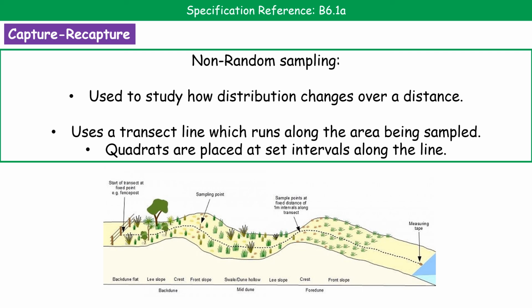If that's what we're looking at, we need to use non-random sampling, because we're actually studying how it changes based on a certain factor. So this one uses the transect line, and that means we're going to run our tape measure away from whatever it is we're sampling, and then you place your quadrat at fixed intervals along the line, counting what is present in each one. From that, we can then obviously look at the distribution with those different factors, and then we can make our conclusions based on that.